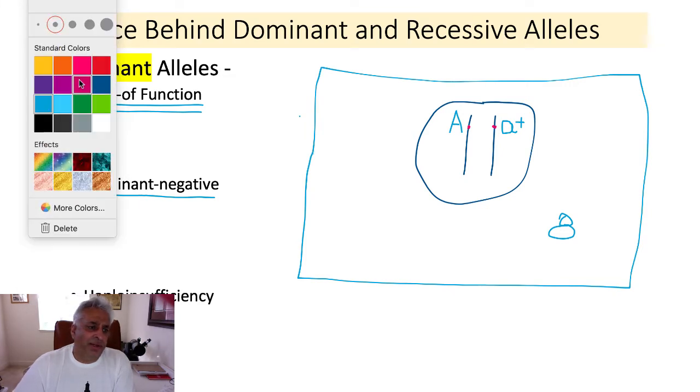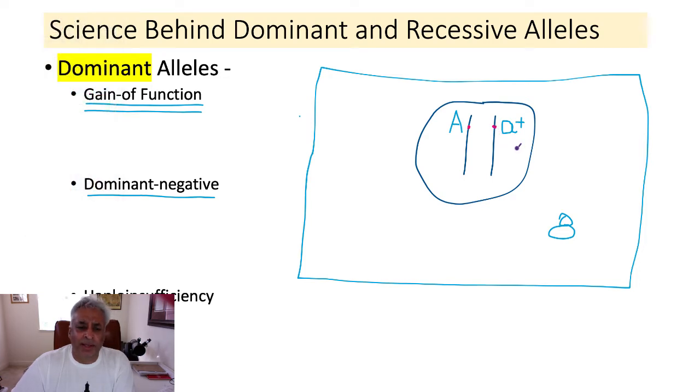So let's change the pen color to red. Purple, let's try purple now. So what this means in this scenario is that the wild type allele, the small a, produces messenger RNA. The messenger RNA gets coded and translated into protein, and the protein is produced, and then the protein is delivered to the destination.